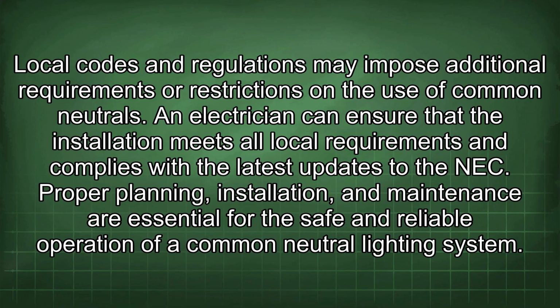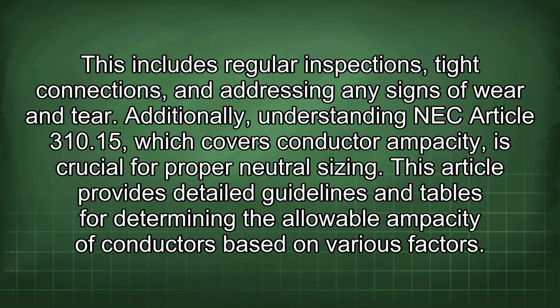Proper planning, installation, and maintenance are essential for the safe and reliable operation of a common neutral lighting system. This includes regular inspections, tight connections, and addressing any signs of wear and tear. Additionally, understanding NEC Article 310.15, which covers conductor ampacity, is crucial for proper neutral sizing. This article provides detailed guidelines and tables for determining the allowable ampacity of conductors based on various factors.